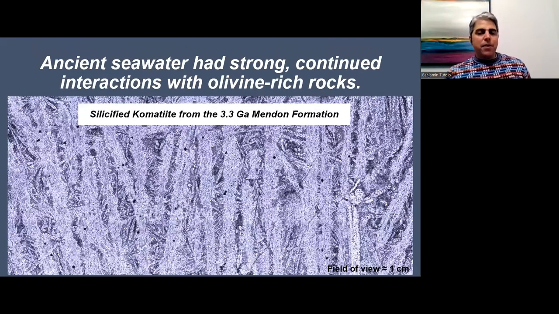Those that might be skeptical of such a reaction or such an important role of silicon would need to look no further than, for example, the silicified komatiite from the 3.3 billion-year-old Mendon Formation in South Africa. This is a komatiite that erupted on the ancient ocean floor. These crystals here used to be entirely composed of the mineral olivine, and now they are completely composed of the mineral quartz. So what this tells us is that ancient seawater would have had strong and continued interaction with olivine-rich rocks. Of course, this is a complete end member scenario where now instead of considering hydrogen generation, we're actually looking at a rock that has been entirely silicified, but you can imagine intermediate states where the hydrogen fluxes would have been reduced.